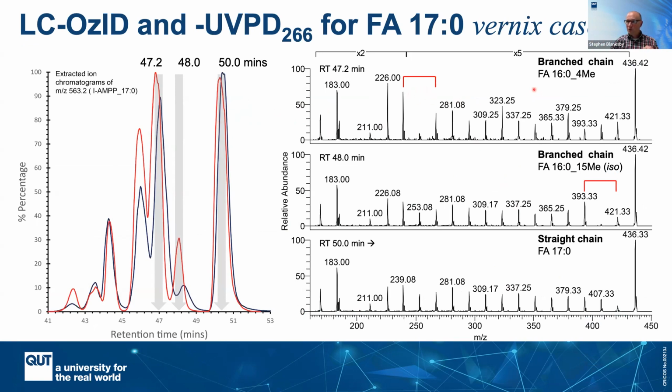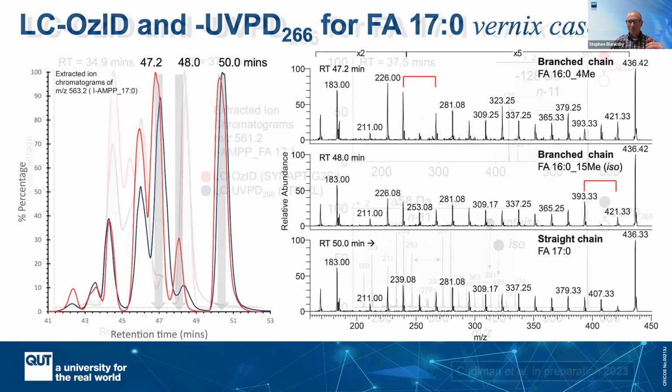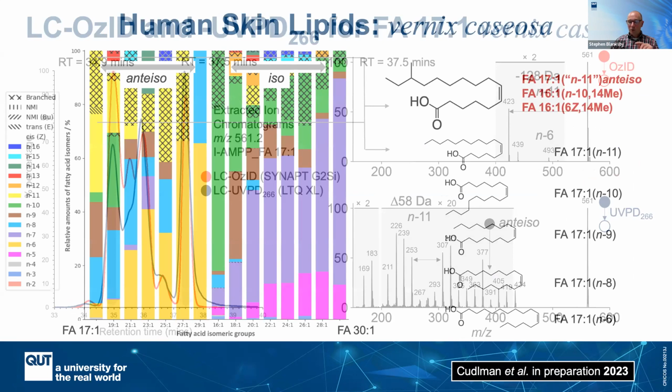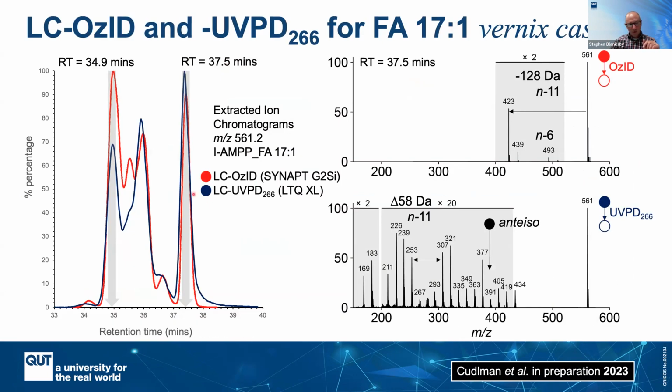We can identify, for example, in the saturated 17:0 pool, chain branching at the 4 position, as well as chain branching at the 15, the classical iso position. But what's more interesting is when we bring that into the unsaturated pool, we can now demonstrate unequivocally positions of double bonds at a particular retention time and assign the positions of chain branching. So in this case, at the retention time of 37.5 minutes, we have a double bond at the N11 position in a straight chain 17:0. But then when we switch to the 35-minute retention time, we see the gap, which allows us to identify the N11 and the anti-iso branch position.